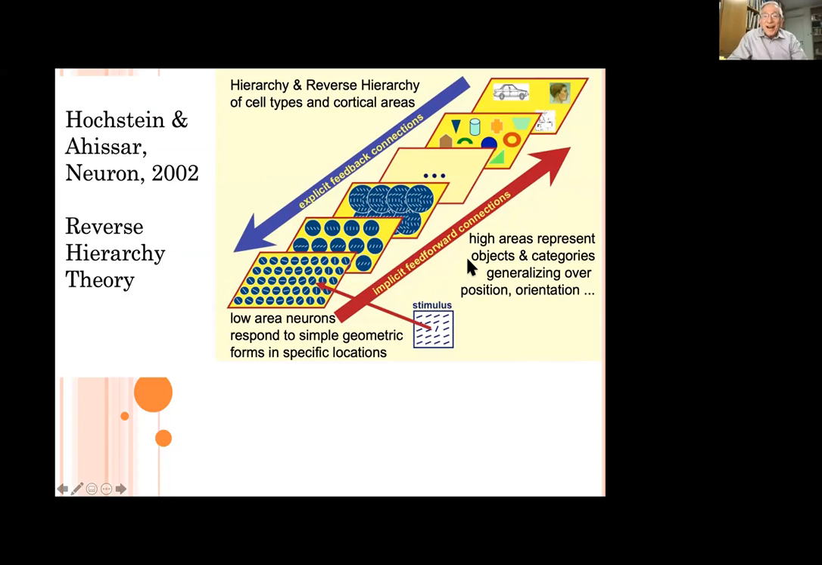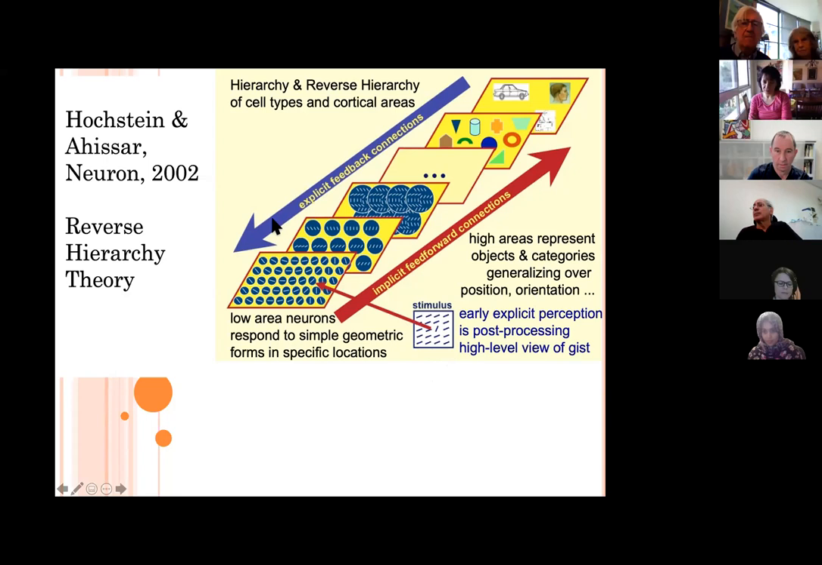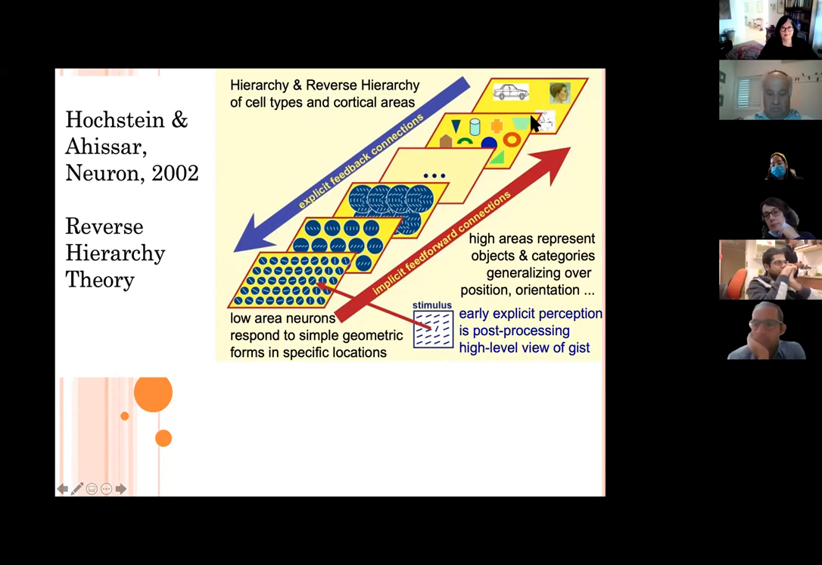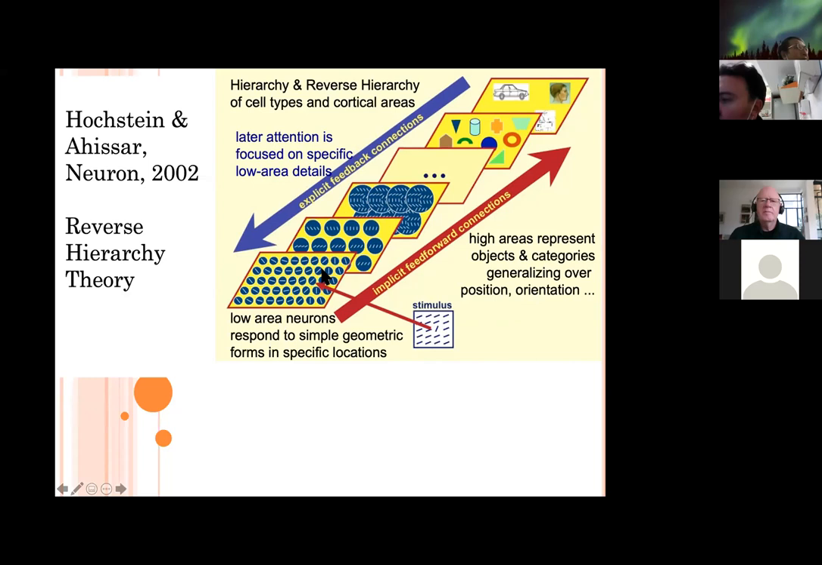What we said was the following. Low area neurons respond to simple geometric forms in specific locations, while high areas represent objects, categories, generalizing over position and orientation, etc. You all know this, but what did we suggest which was special? Early explicit perception, the things we know about first, is not what happens early in the visual hierarchy, but rather late in the visual hierarchy. We first know the result of a pre-processing high-level view of the gist of the scene. And later we get attention focused to specific details which are already there at low areas. So we actually process first going up the hierarchy, but we are consciously aware of the top first and then of the lower levels.